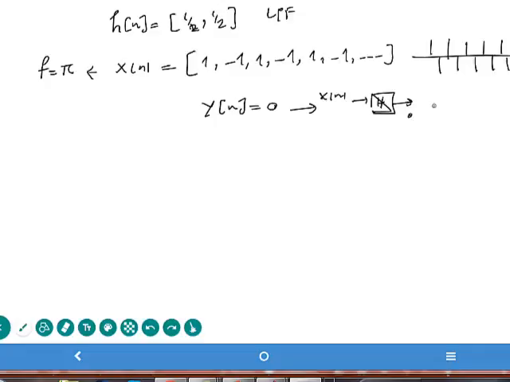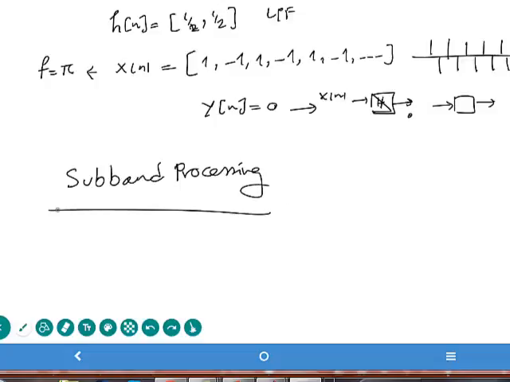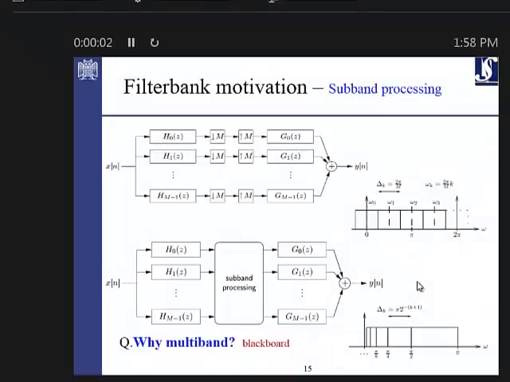How can we do the reverse process? It's not possible. Using a single filter, we would not be able to get what we actually need. That's why we normally go to subband processing. So now let's go to subband processing, particularly the filter bank.